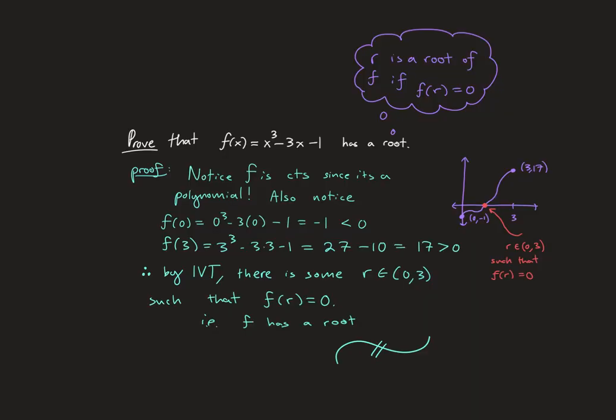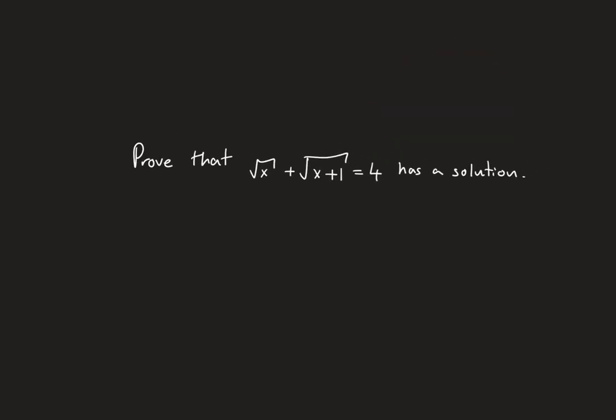Typical tactic is to find somewhere where the function is above 0 and find somewhere where the function is below 0. And once you can do that, and also claim that the function is continuous, because we have hopefully proven it at some point, then you can use the intermediate value theorem. So let's see it again. All right, so this is similar. Prove that root x plus 1 equals 4 has a solution.